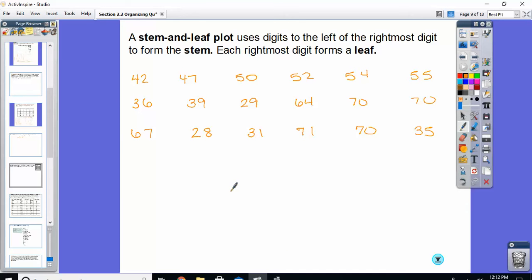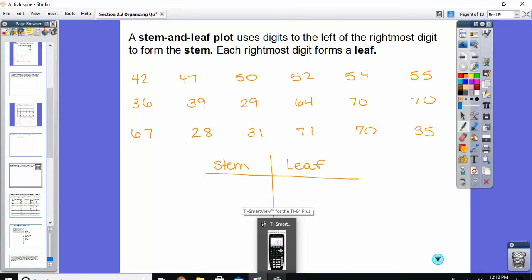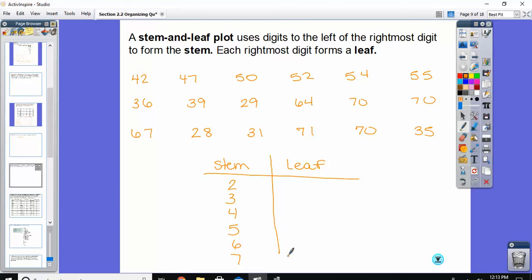So if I wanted a stem and leaf plot for this data, the leaves are the rightmost digit, and then the stem is whatever comes before that. Now, since I only gave you 2-digit numbers, my stems are just your tens place here. So we had 2, 3, 4, 5, 6, and 7.